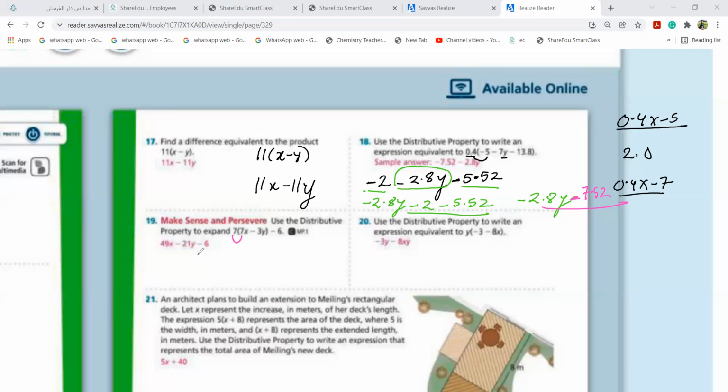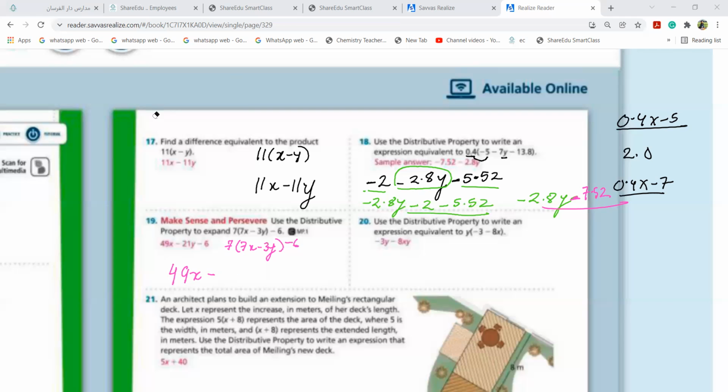7 times 7 is 49x. Let me write the question first. The question is 7 times (7x minus 3y) minus 6. So first open the bracket: 7 times 7x is 49x. Then 7 times 3y is 21y.